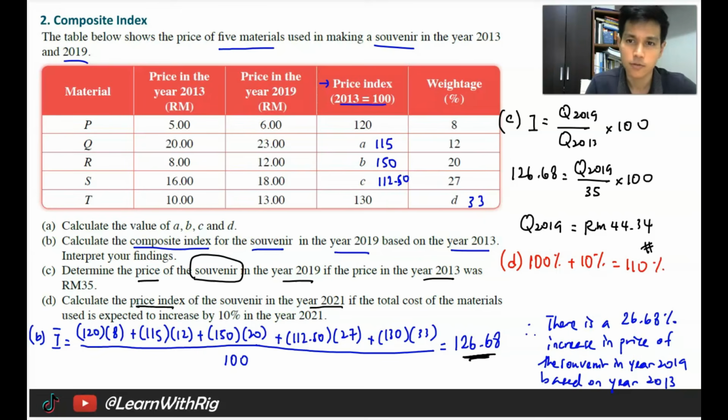Okay, but of course you don't have to write the percentage because you're counting price index, so you don't have to write the percentage. So 100 plus 10, answer is 110. This is your answer.